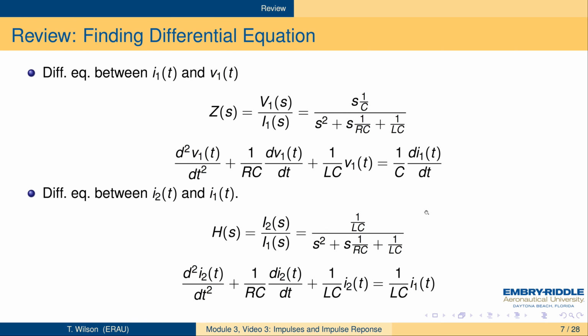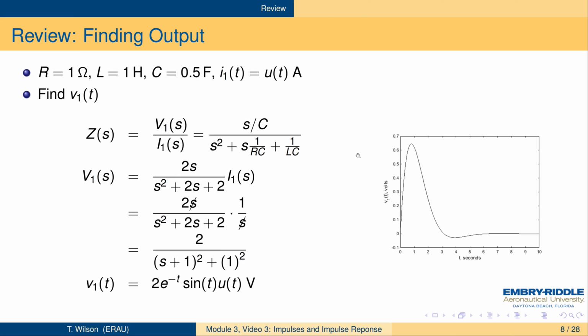But it works because of the cross multiplication. We can use this to find the output of a circuit. So here's the same circuit with some simple parameters, 1 ohm resistor, 1 Henry inductor, and a half a farad capacitor. And let's find the unit step response.